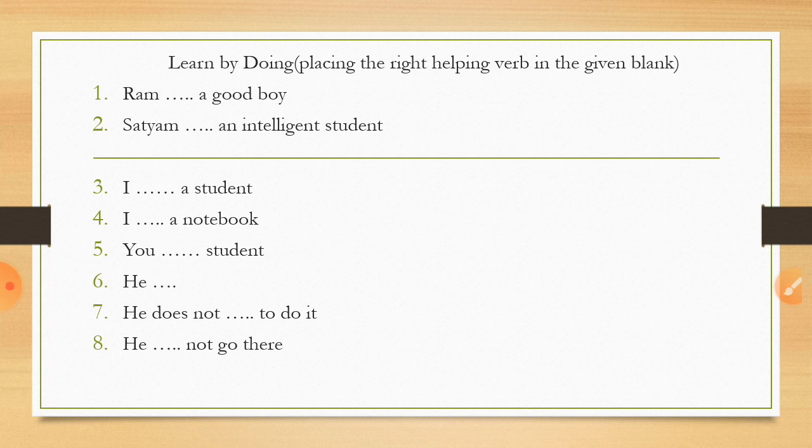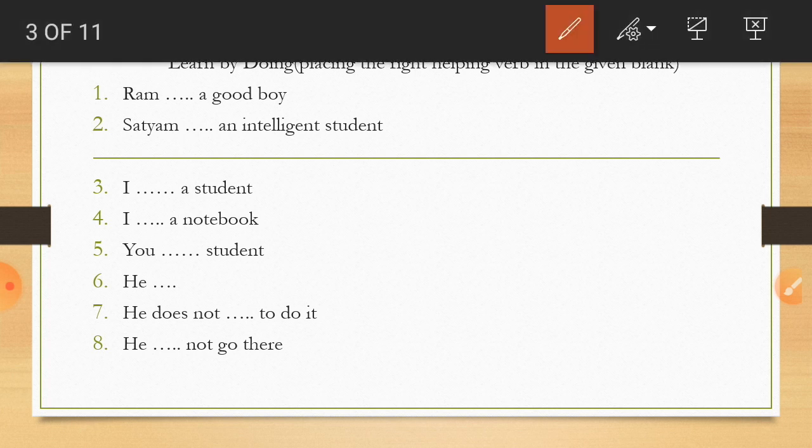Let's start with the first one. Ram dash a good boy. So here Ram is a singular. According to this, we'll use is. Ram is a good boy. In the second one, Sham is an intelligent student. Okay.